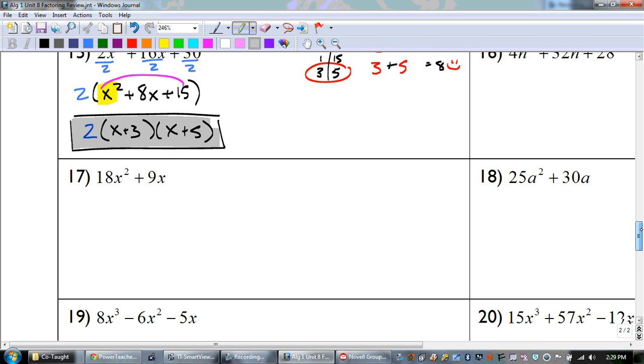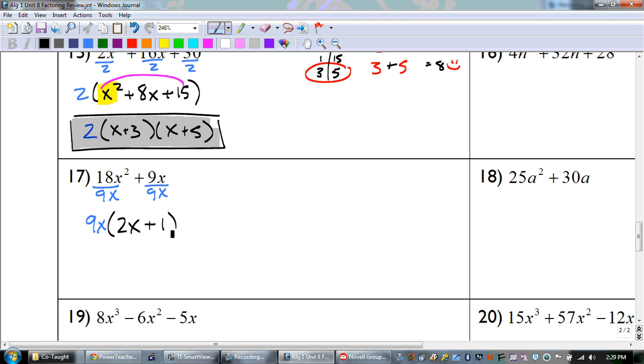All right, number 17. Always check for a GCF. I noticed right away that they both have x's, so I can take out an x. And 9 can go into both of those, so we get 9x out front. 18x squared divided by 9x is 2x, and 9x divided by 9x is not 0. It's 1.